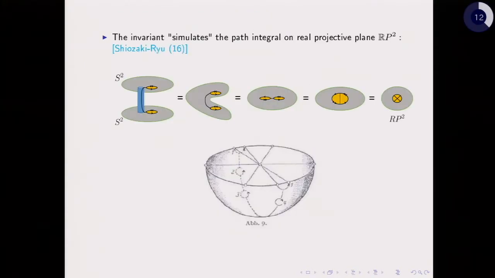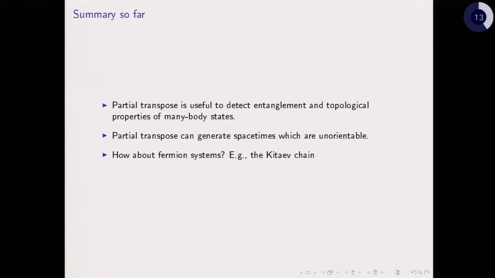Okay, right. So this is the summary so far. Partial transpose is a useful tool to diagnose entanglement and the topology of quantum many-body wave functions. And I want to basically uplift this success to cases of fermions.